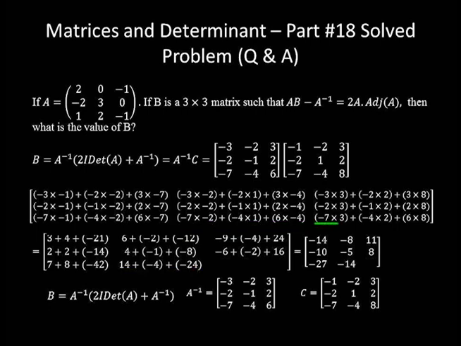Negative 7 times 3 is negative 21 plus negative 4 times 2 is negative 8 plus 6 times 8 is 48. Negative 21 plus negative 8 plus 48 gives us 19. Therefore, matrix B is this 3 by 3 matrix.